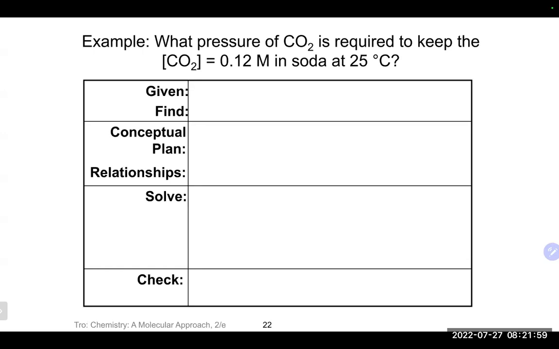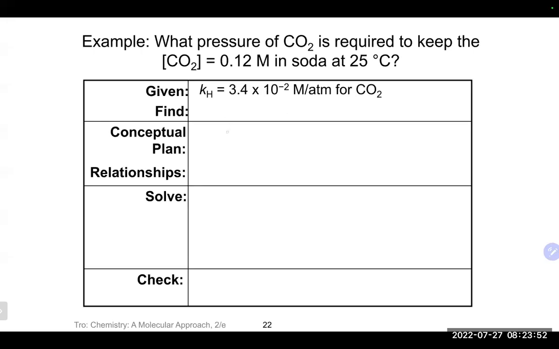What is the pressure of CO2 that's required to keep the carbon dioxide concentration of 0.12 molar in a soda at 25 degrees Celsius? So that's the Henry's constant there for. Okay, let's take a look.